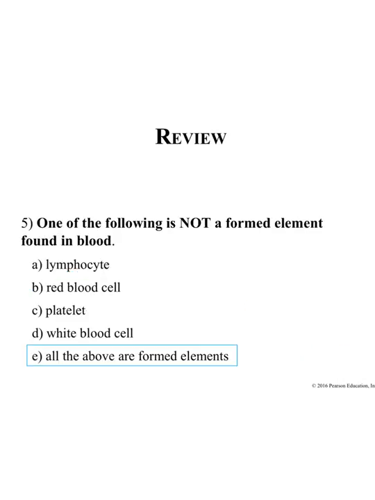And which one of the following is not a formed element found in blood? Those all are. White blood cell includes 5 different types of cells, one of those being lymphocytes. Red blood cells, and then of course the only type of formed element that's not a complete cell, which is the platelet.